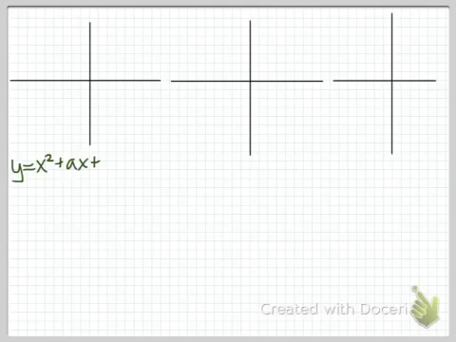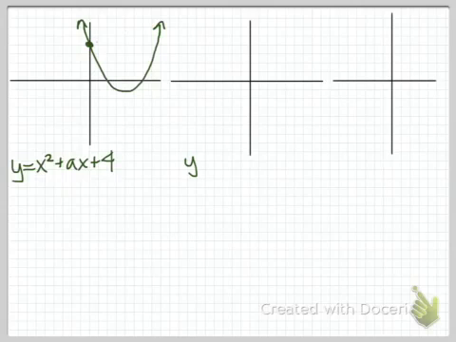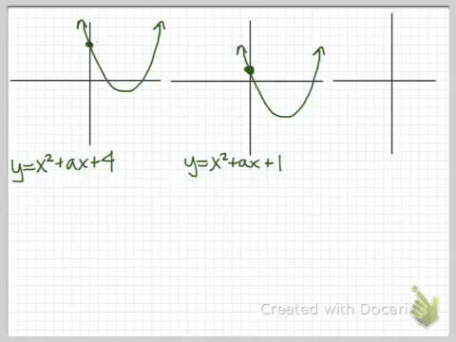So we're going to look at a couple of examples really quick. This one has a constant term of 4, so you can see that the y-intercept is 4. That doesn't mean that the vertex is there. It's just saying that the graph crosses the y-axis at y equals 4. So if we have the same equation and we change that to a 1, we're going to have the exact same parabola, but it's just going to be moved down 3 units.